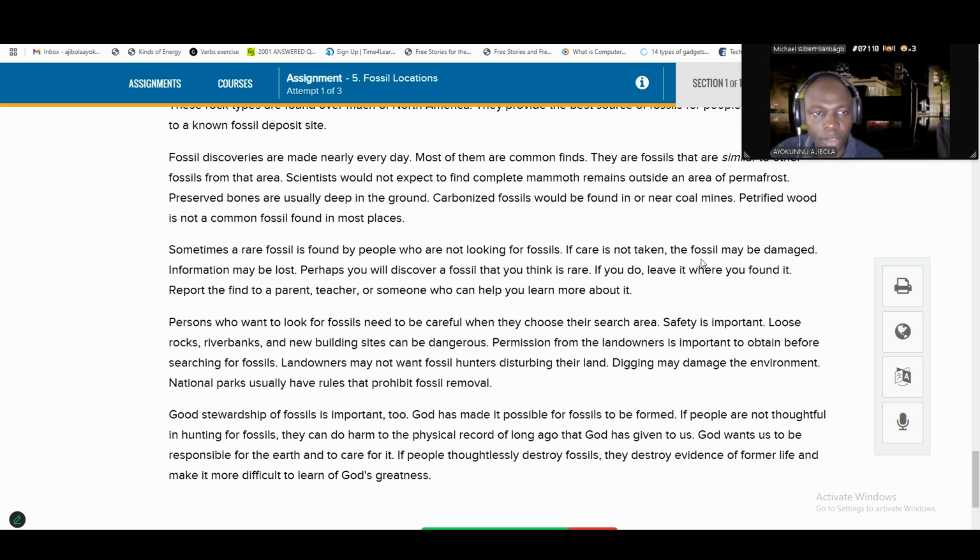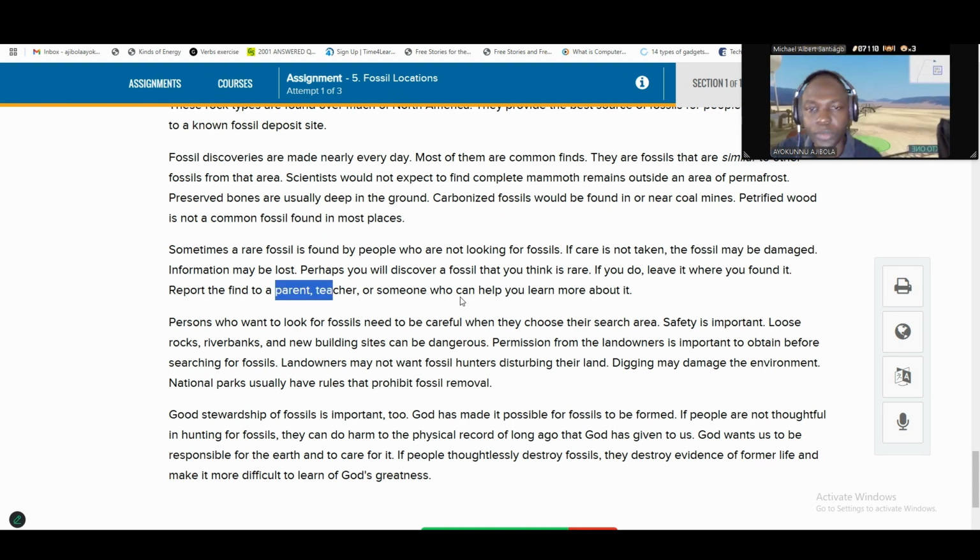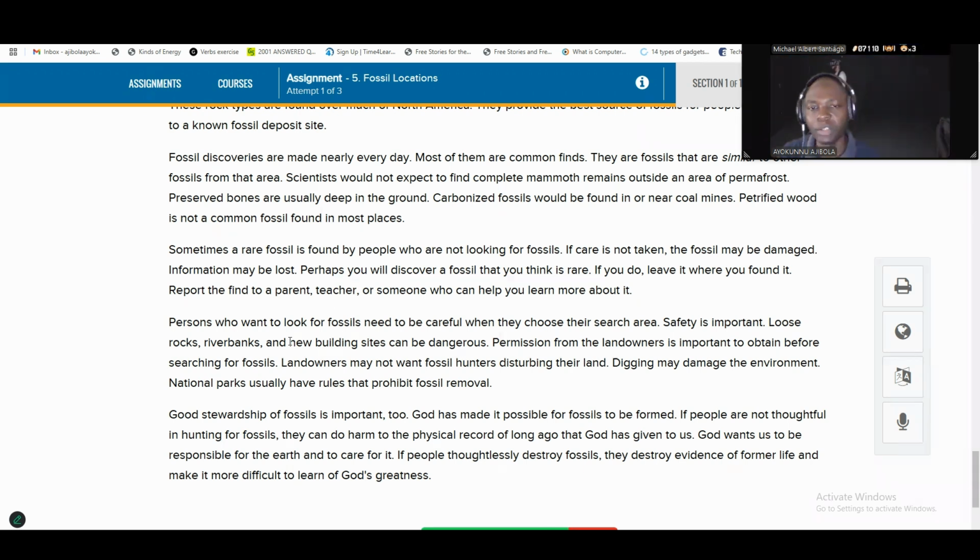If care is not taken, fossils may be damaged. Information may be lost. Perhaps you will discover a fossil that you think is rare. If you do, leave it where you found it. Report it to a parent, a teacher, or someone who can help you learn more about it. Persons who want to look for fossils need to be careful when they choose their search area. Safety is important too.